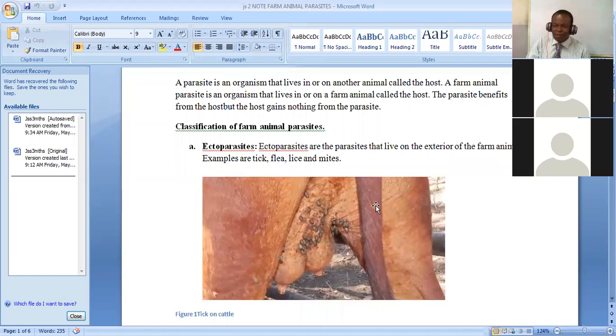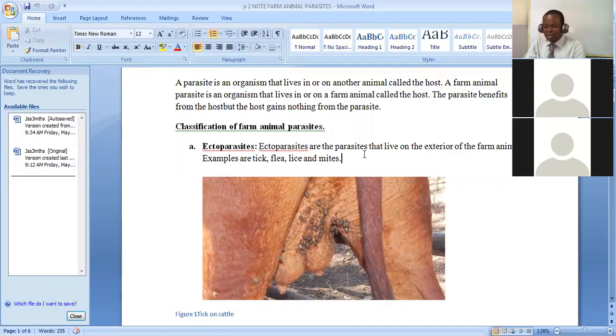Look at this animal, and you can see the ticks. Where my cursor is pointing, you can see the ticks on the animal. If you can identify this part, you know that this portion is the legs. This is the tail of the animal. This is the udder of the animal. This is the teeth. This is another teeth. Now, these are the ticks on the animal.